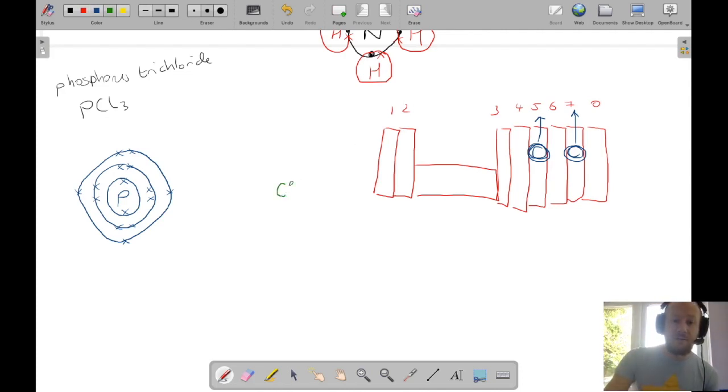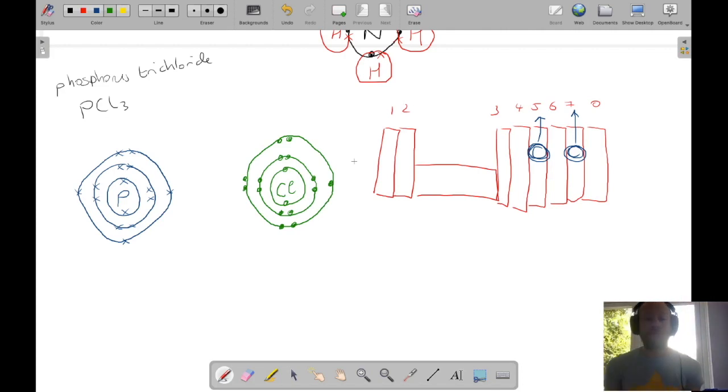Chlorine is very similar. We've got 1, 2 electrons in the first shell. This is element number 17. 1, 2, 3, 4, 5, 6, 7, 8 electrons there. And then finally, 1, 2, 3, 4, 5, 6, and finally 7. There we go.